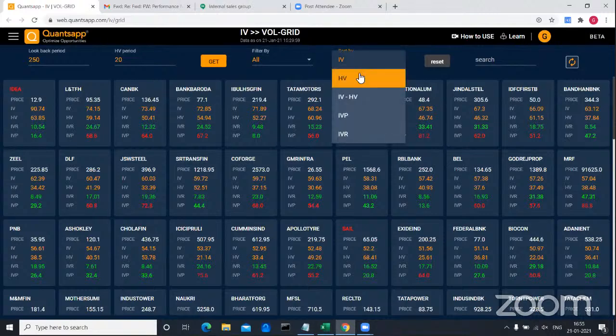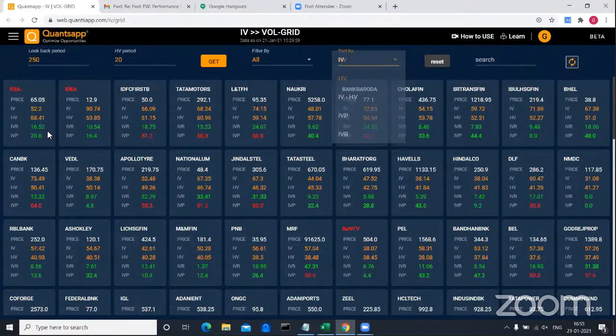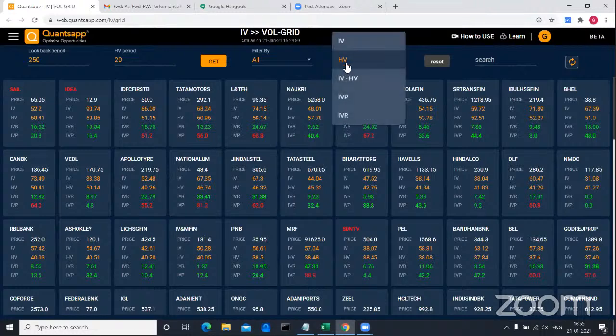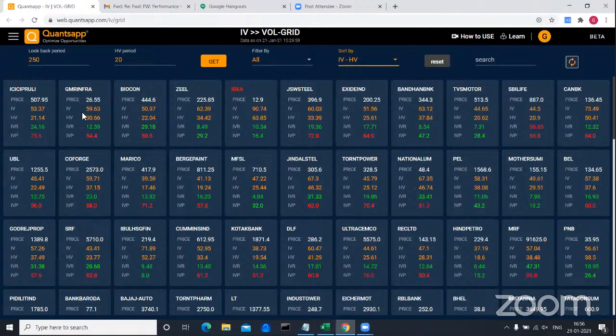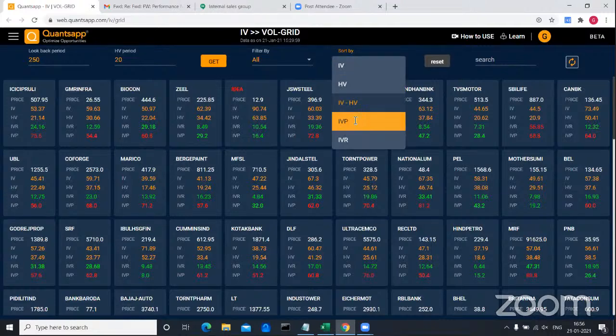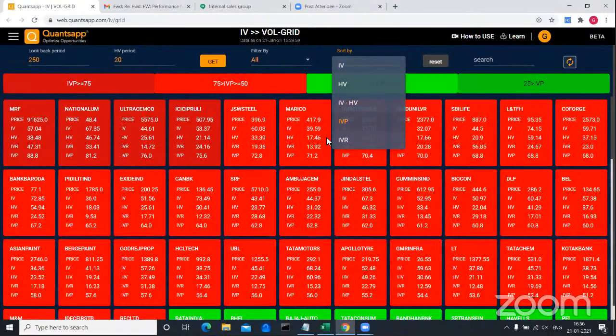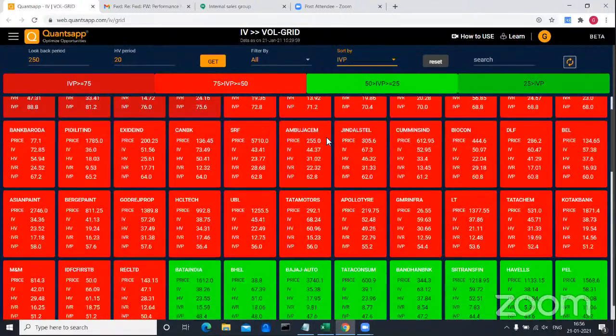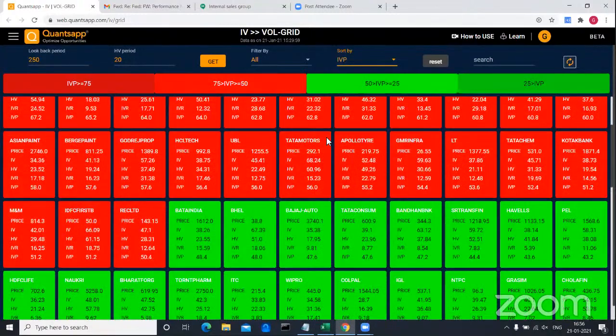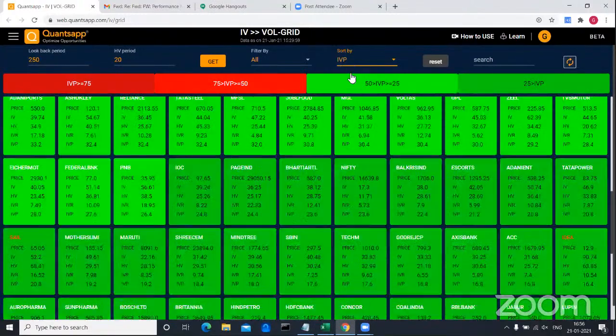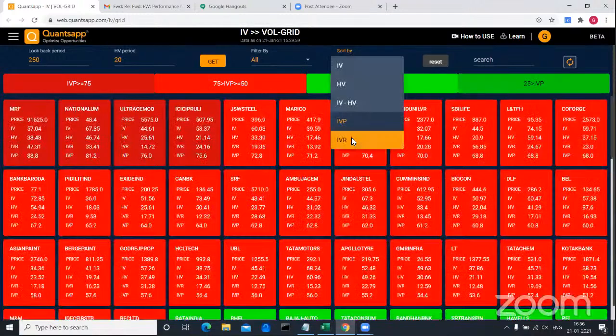So here you can then say, based on HV, which are the stocks whose historical volatility is quite high. Now you can see that. Then you can say, in the difference of IV minus HV, which stocks have the highest difference between IV and HV. Then IVP, whose stocks IVP is greater, and whose stock IVP is less than IVR.